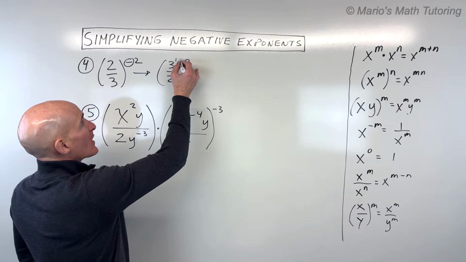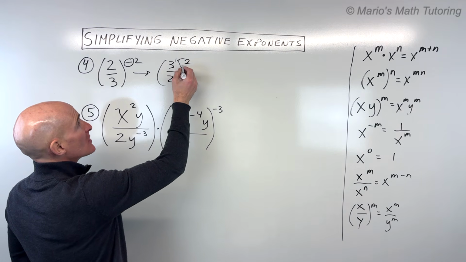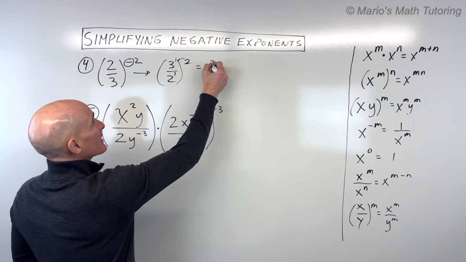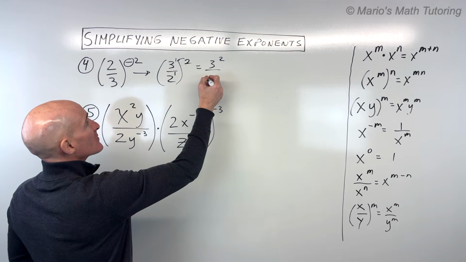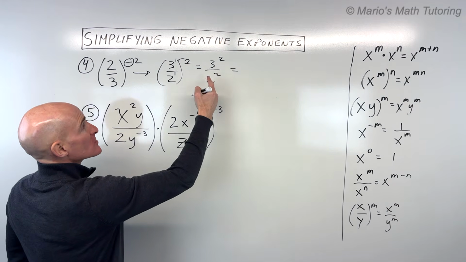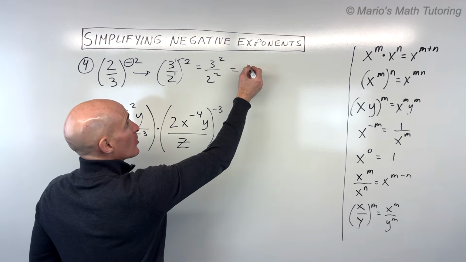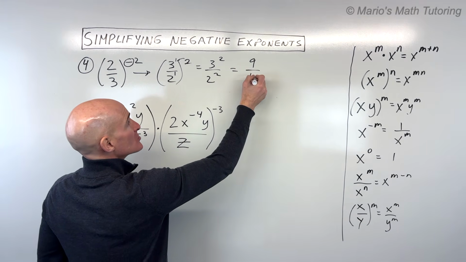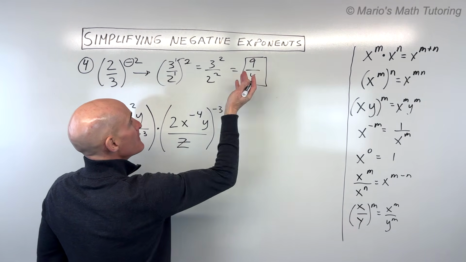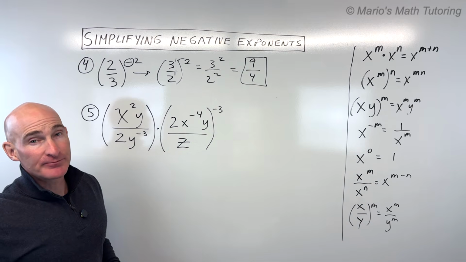And what we do is we have power to power, we multiply. So 2 times 1 is going to give us 3 to the second. And 1 times 2 here gives us 2 to the second. Of course, 3 to the second is 3 times 3, 3 twice, that's 9. And 2 squared is 2 times 2, that's going to be 4. And that's about as far as we can simplify that one.